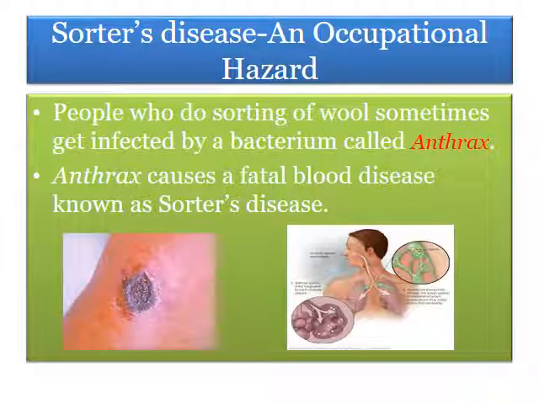The people who do sorting of wool sometimes get infected by a bacterium called anthrax. This in turn causes a fatal blood disease called sorter's disease. Such risks faced by the workers in any industry are called occupational hazards, and one has to face them.